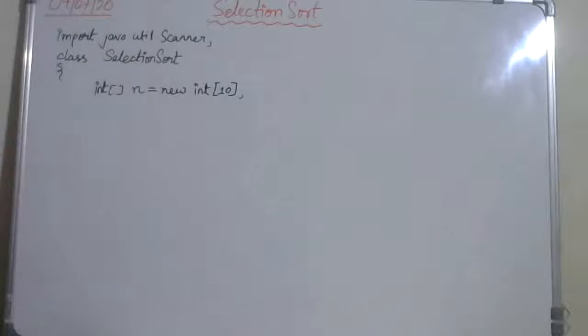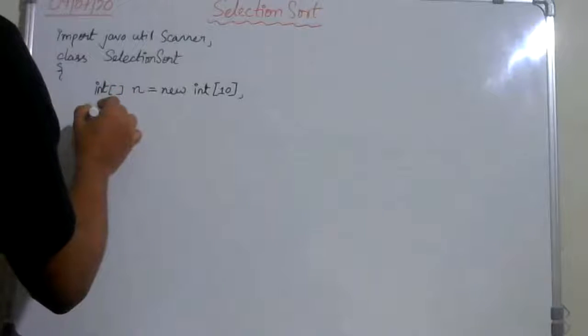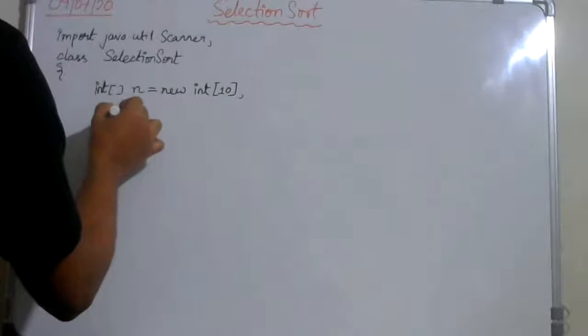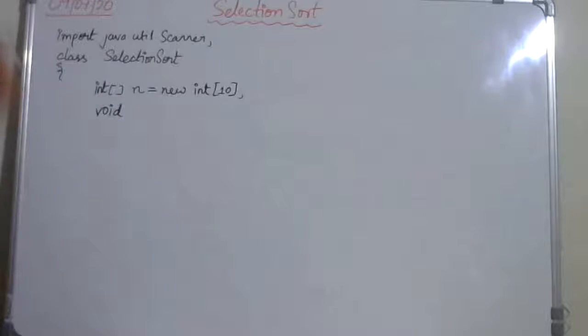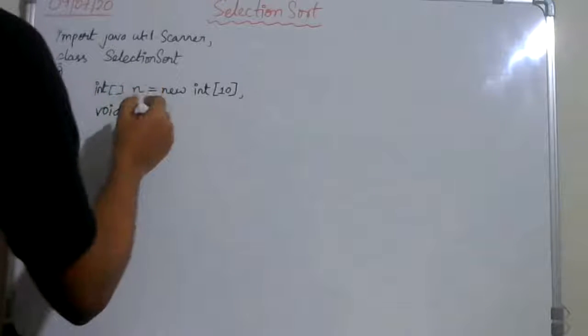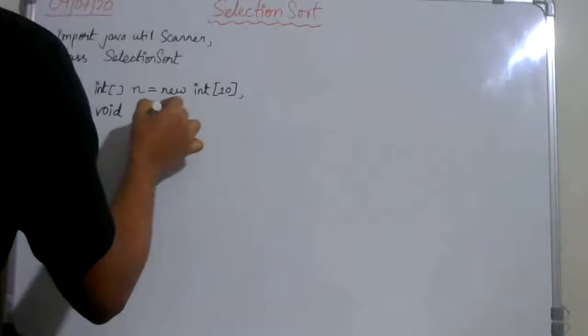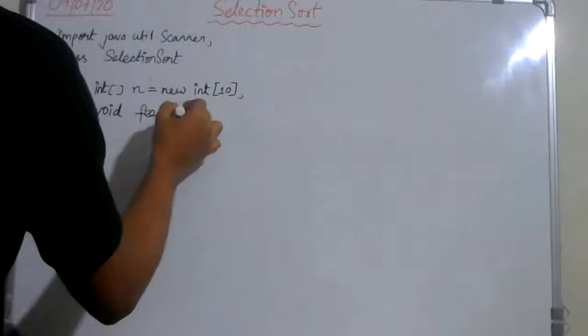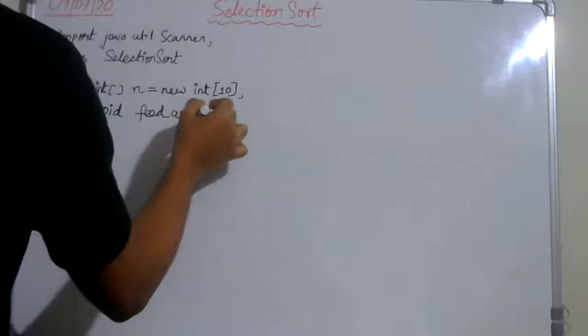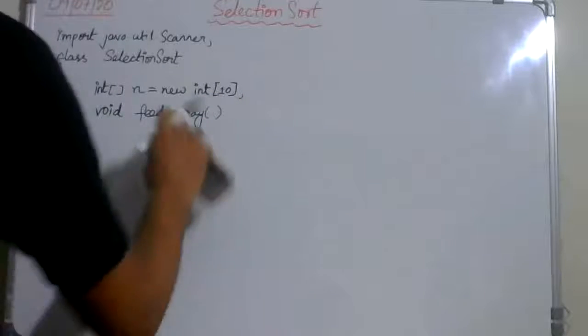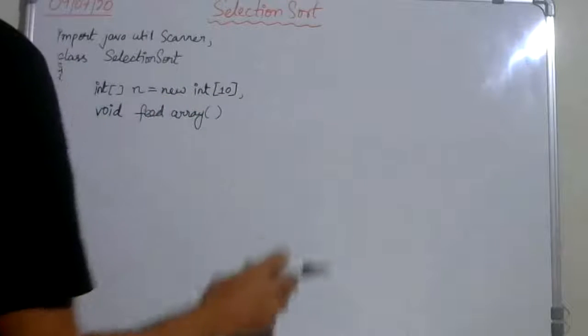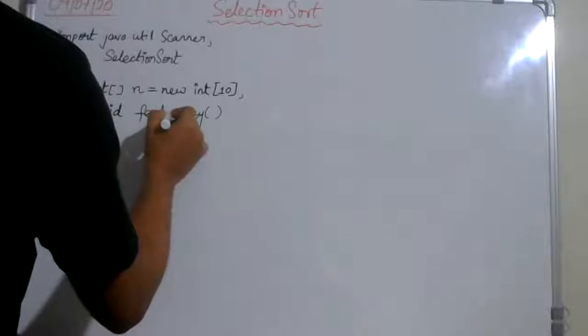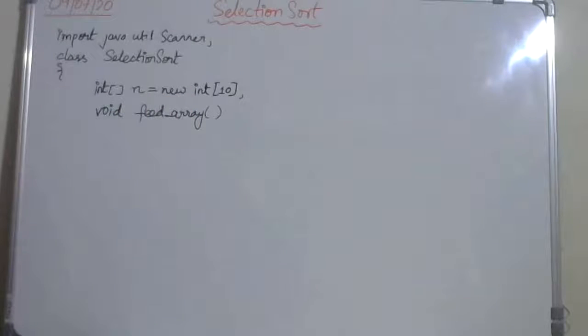So the first function that we are going to need for this program is the function to take input for the elements, or rather feed the array with elements. So just like our previous searching program, we'll have the same function, which is a void function called feed_array. This will basically feed elements into the array. So feed_array.